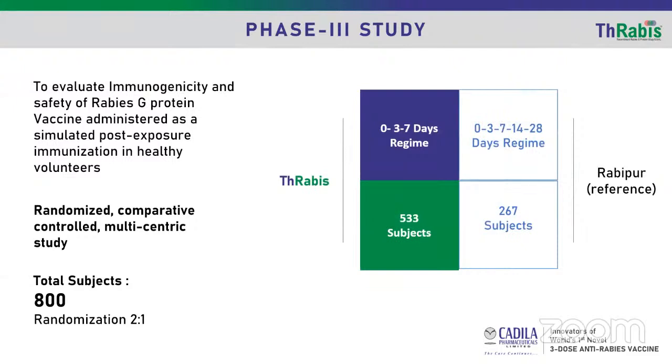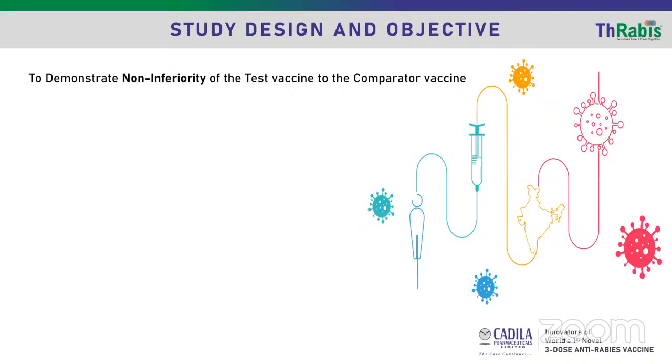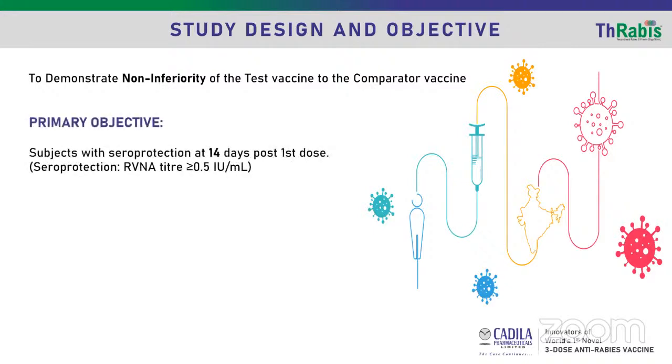The original research article was published in the Association for Prevention and Control of Rabies in India Journal regarding development of a novel recombinant rabies G protein vaccine by VLP technology, to evaluate immunogenicity and safety of the rabies G protein vaccine. Clinical trials were done with the newer novel vaccine, that is Travis, to demonstrate the non-inferiority of the test vaccine to the comparative vaccine.